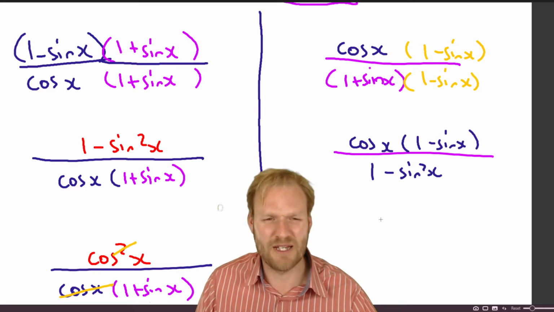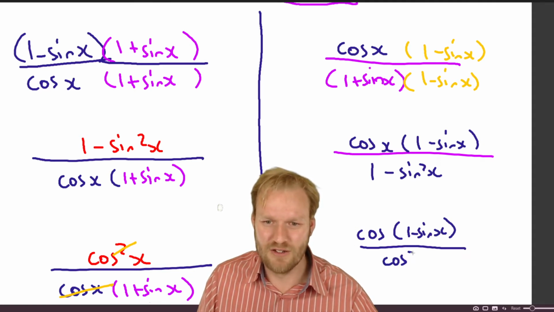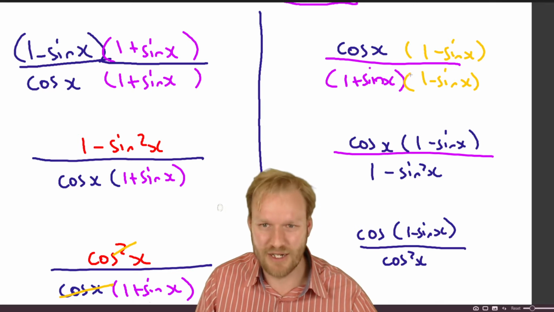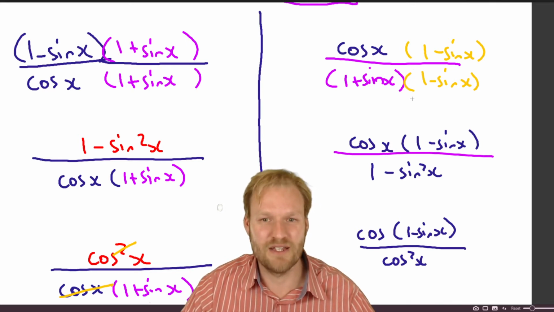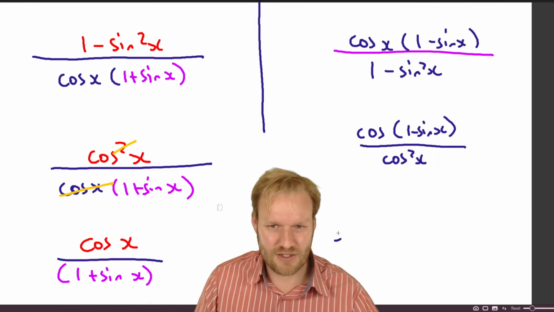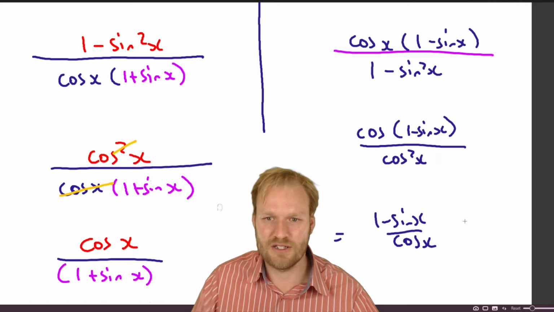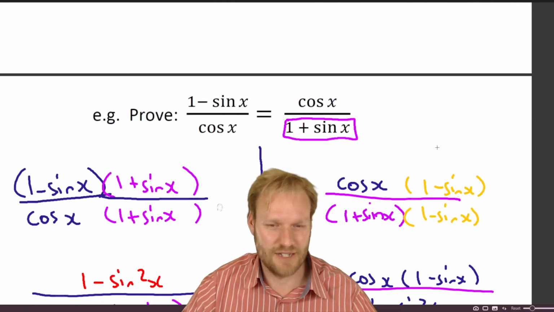So it wouldn't really matter if you chose the left-hand side or the right-hand side. They rely on the same little trick, because it does feel like a bit of a trick that you multiply by this, so you create that difference of 2 squares. And that's really the essence of this. So let's just finish this off: 1 minus sine x over cos x, which is what we had on the left-hand side.